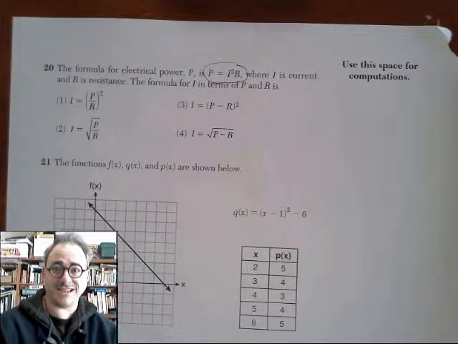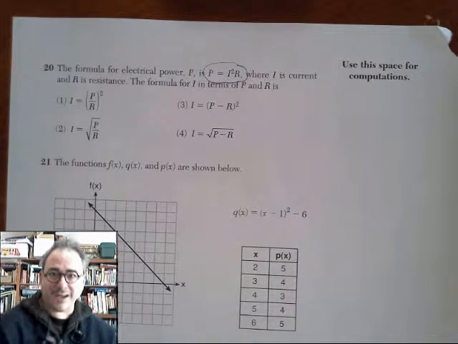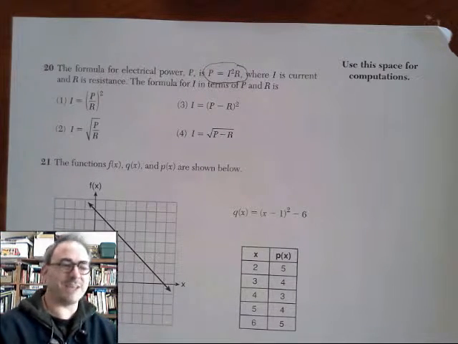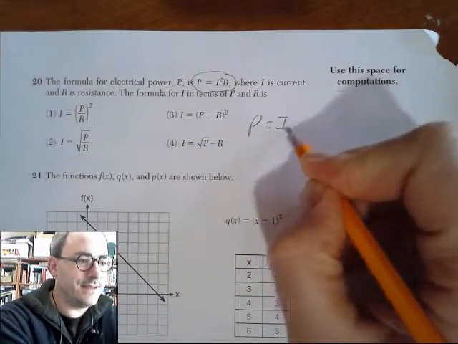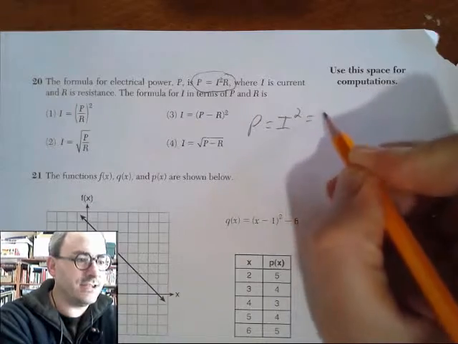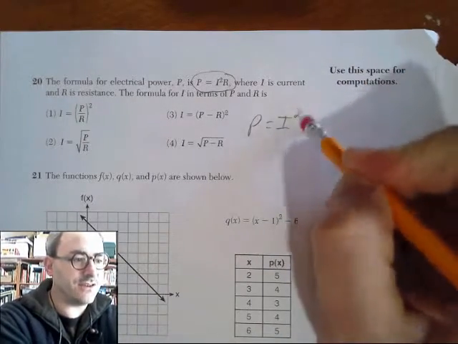And that's this whole idea of creating new pathways, of creating new ways to access the same information. So let me write this out. P equals I squared times R.